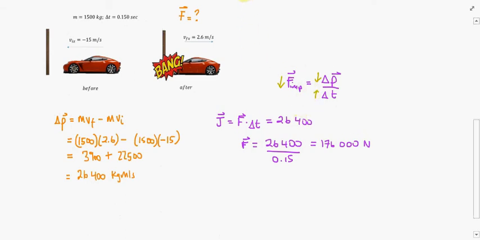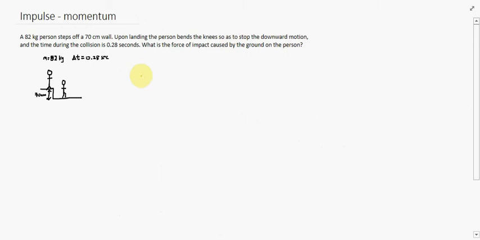Okay. One last question, a slightly more difficult one. I have an 82 kilogram person, right? In this case, what I'm trying to calculate is the force of landing. So what I have here is I have an 82 kilogram person that steps off a 70 centimeter wall. Upon landing, they tend to bend their knees so as to stop the downward motion, and the time of the collision is 0.28 seconds. So what's the force of impact by the ground on the person?